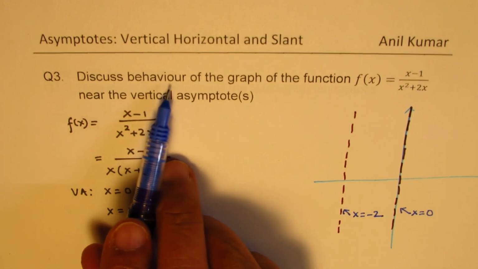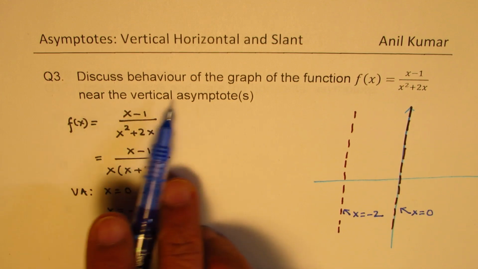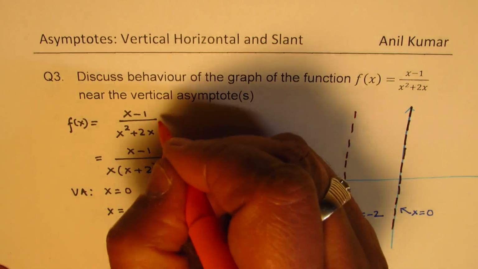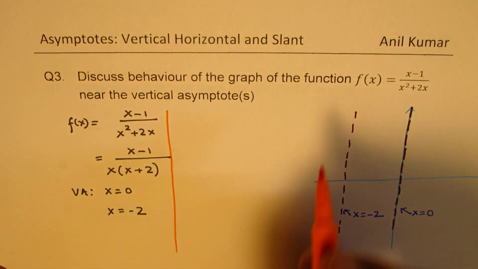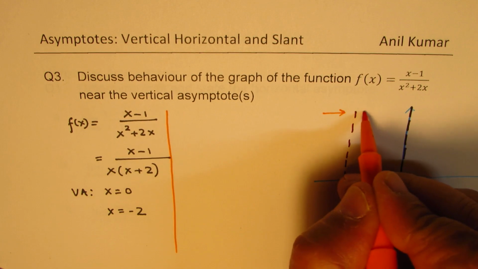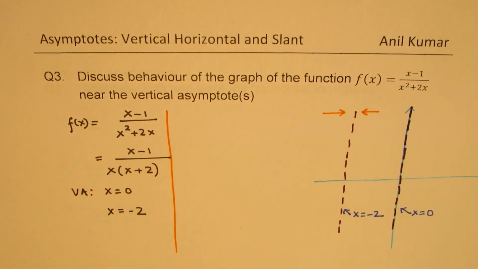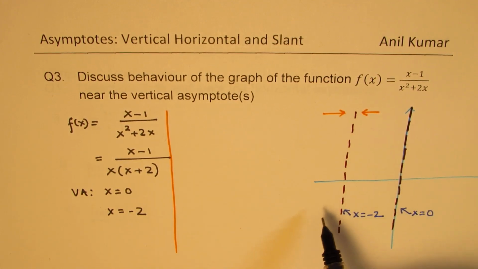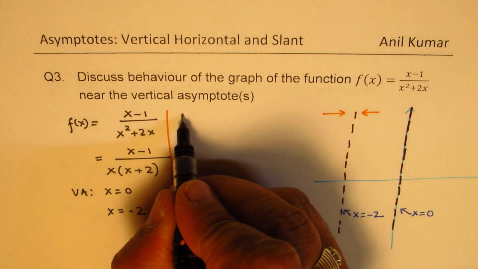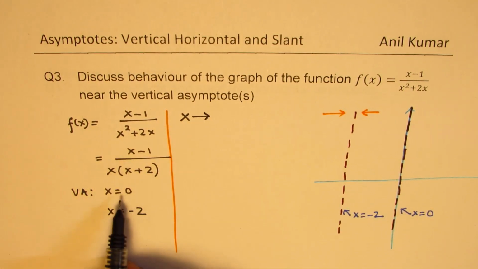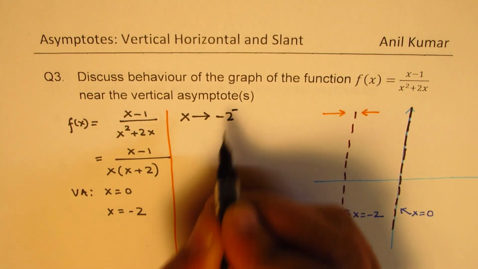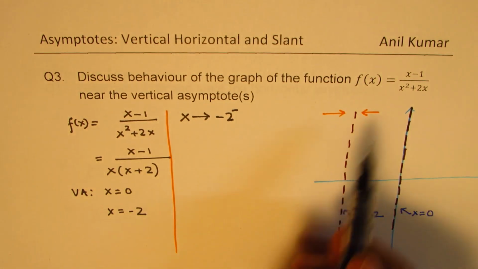When we say discuss behavior of the graph of the function near the asymptote, it means what? It means that we are approaching the vertical asymptote from left and right side, right? So we are approaching from this side as well as on this side. So we're trying to figure out what is the value of the function as we approach. Is it positive infinity or negative infinity, correct? So let's consider minus 2 first, from the left side. So what happens from the left side?